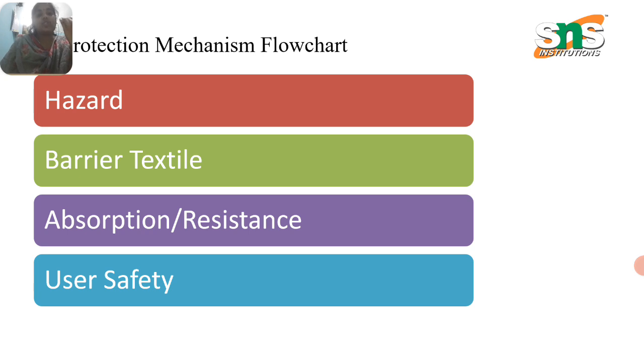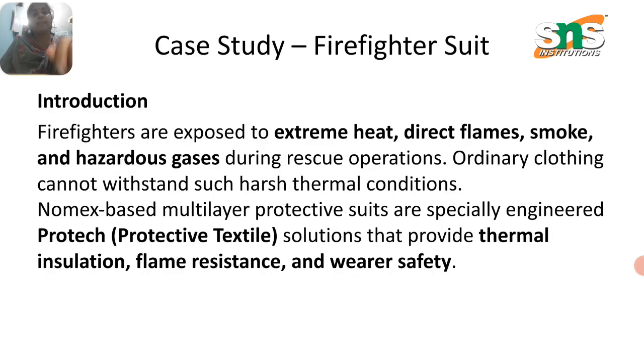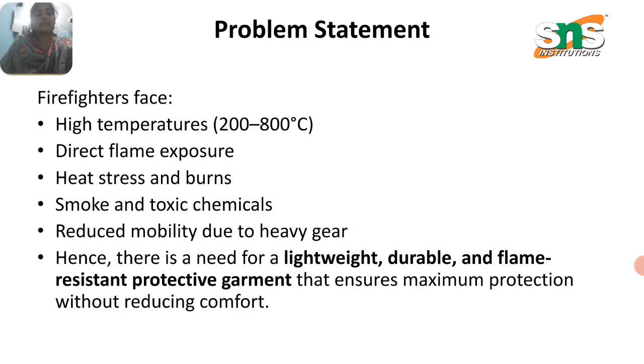Protective mechanism flow chart. So it has to be hazard, it should protect from hazard climate, barrier textile, absorption and resistance, user safety. So main concept, we have to plan a protective wear based on those concepts. So this is some case study we have discussed.